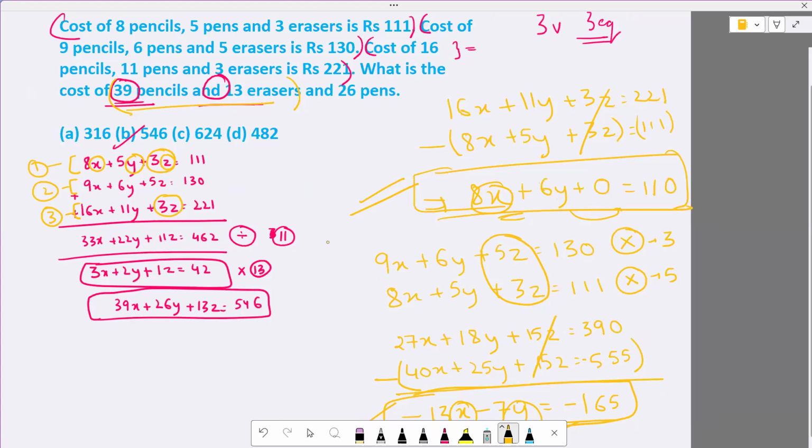This was just the elimination method that I explained, because in case this thing doesn't strike or we are not able to do this, then we can solve by this method originally. So the answer for this question will be equal to 546.